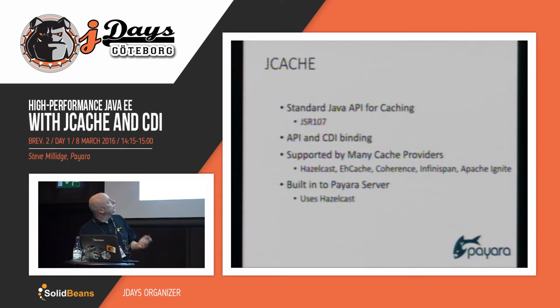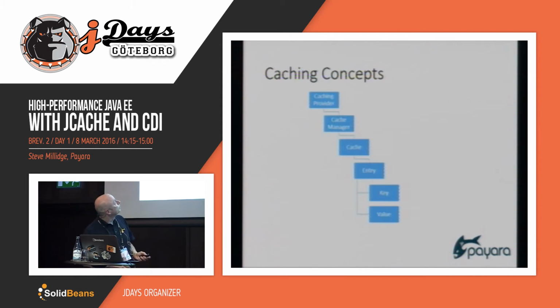JCache is supported by many different providers: EHCache, Coherence, Infinispan, Apache Ignite, and Hazelcast. BioMicro has Hazelcast built into it. So the basic concepts of JCache are: you have a caching provider, which is a product like Hazelcast or Apache Ignite. You have a cache manager in the API, which basically creates caches. You have a cache, and a cache is essentially a big hash map. It's got put and get based on keys, so key values. And Hazelcast is a big distributed hash map, effectively.